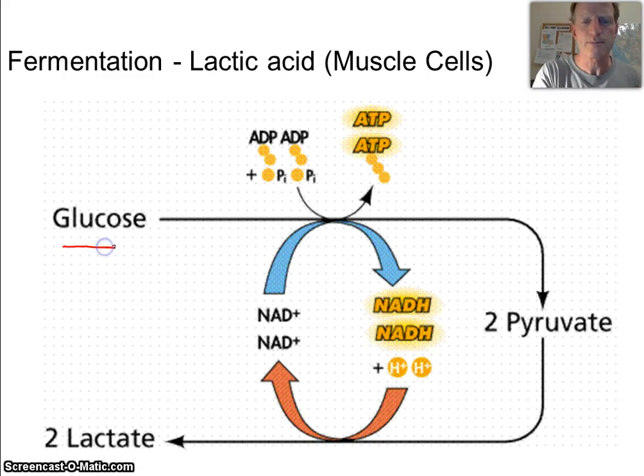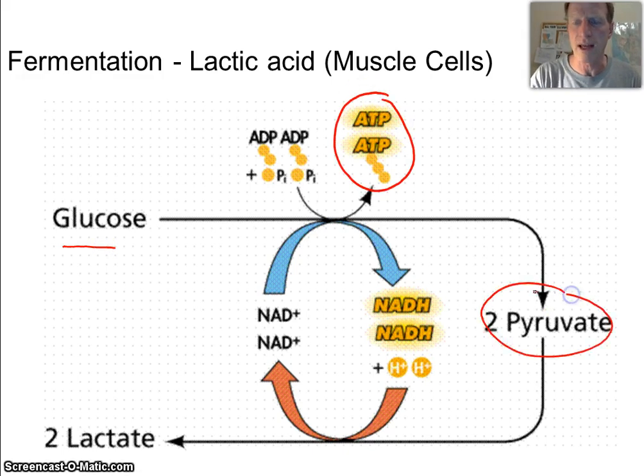We'll take glucose and exactly the same thing, glycolysis, we get our 2 ATP right there, and we get our 2 pyruvate. Again, glycolysis is the first step in all processes, aerobic or anaerobic. But then we'll convert that 3-carbon pyruvate into a 3-carbon molecule called lactate, and it's sometimes called lactic acid.